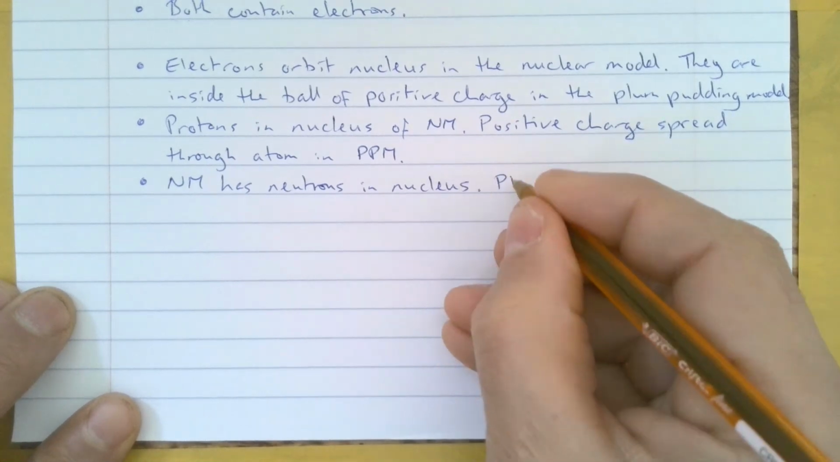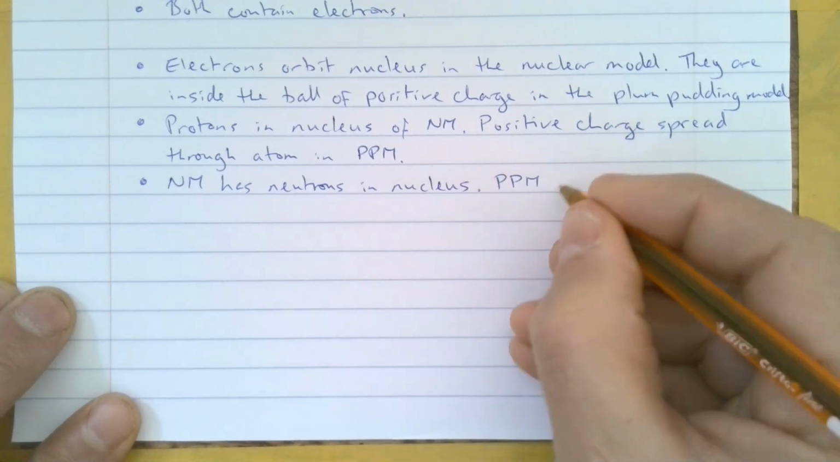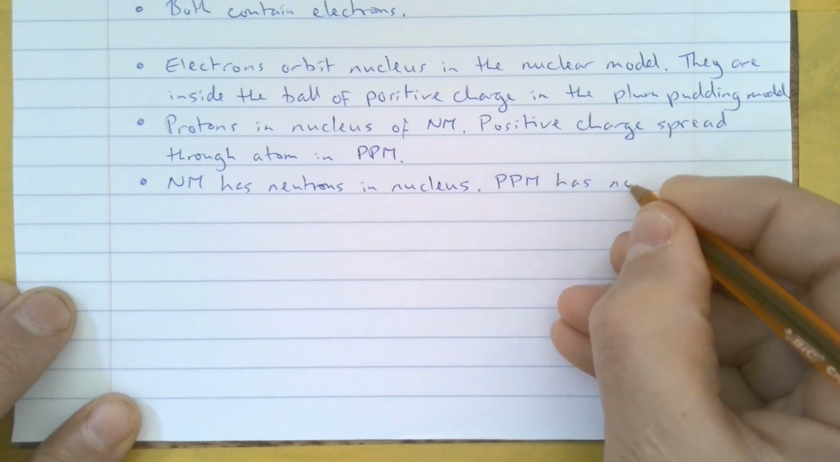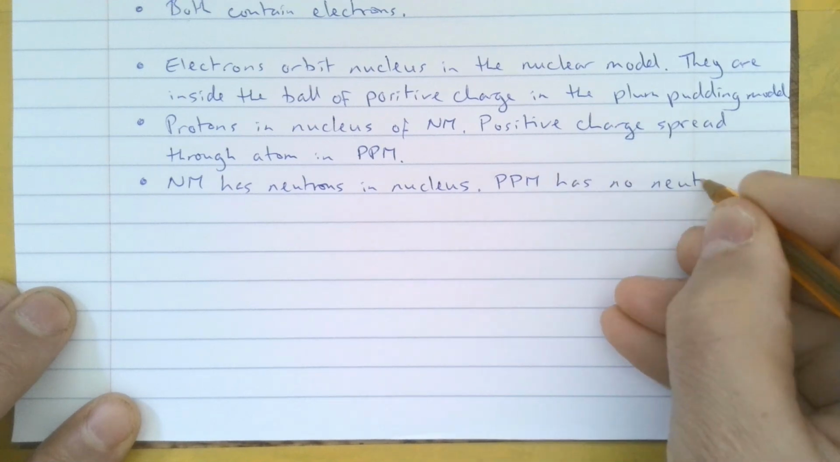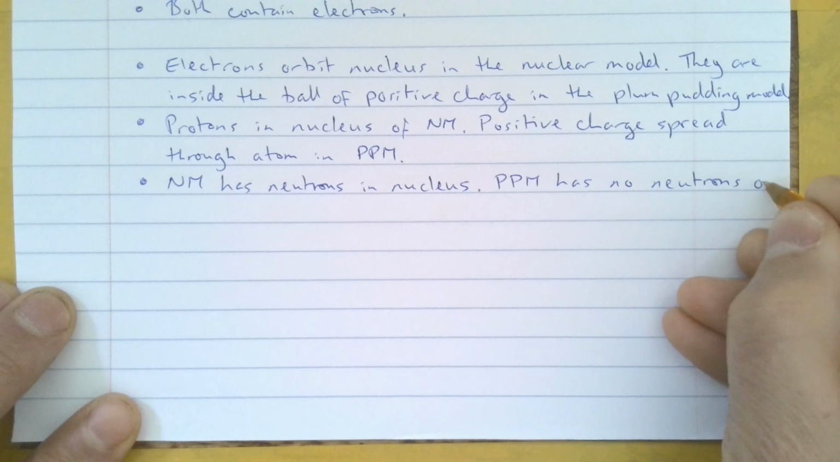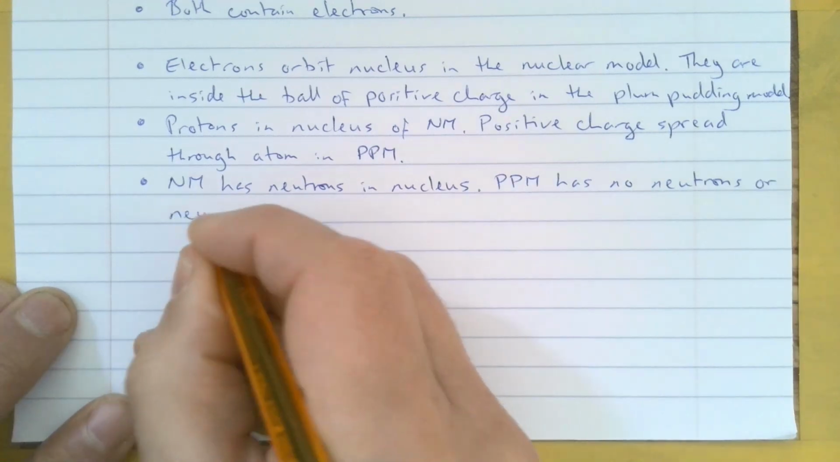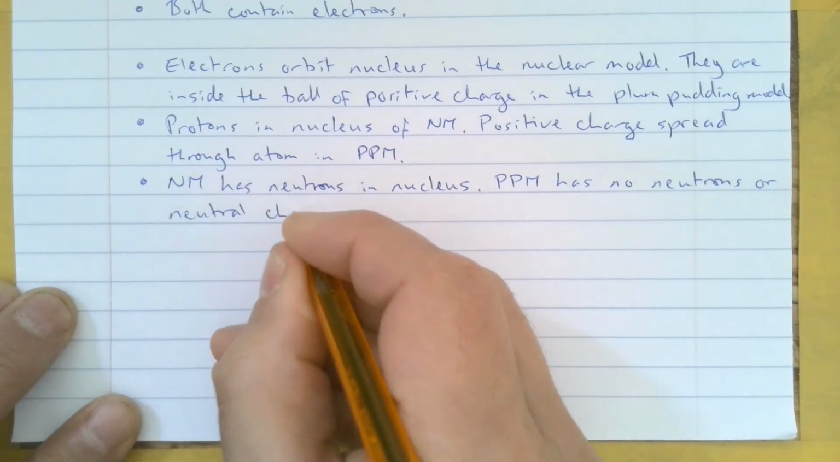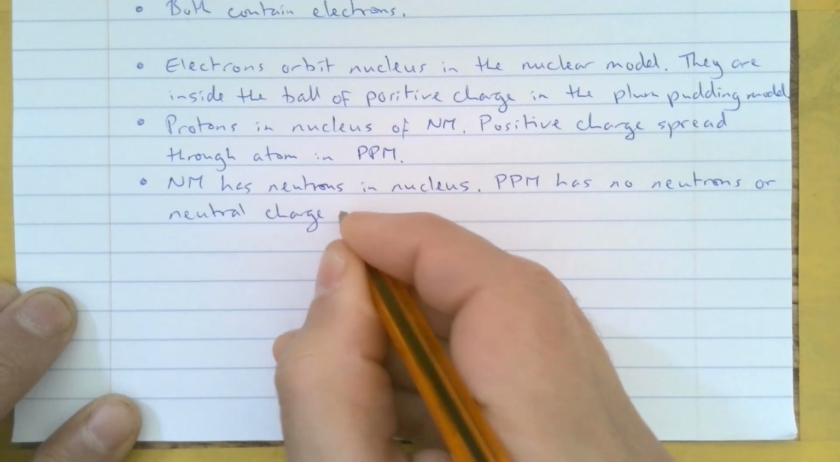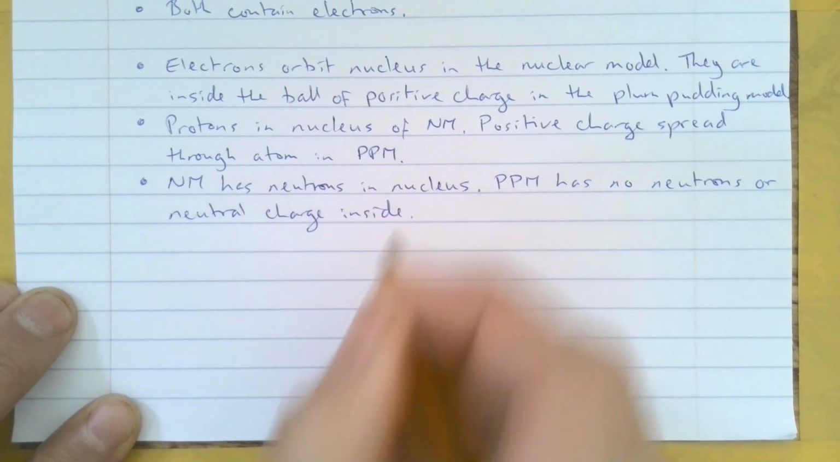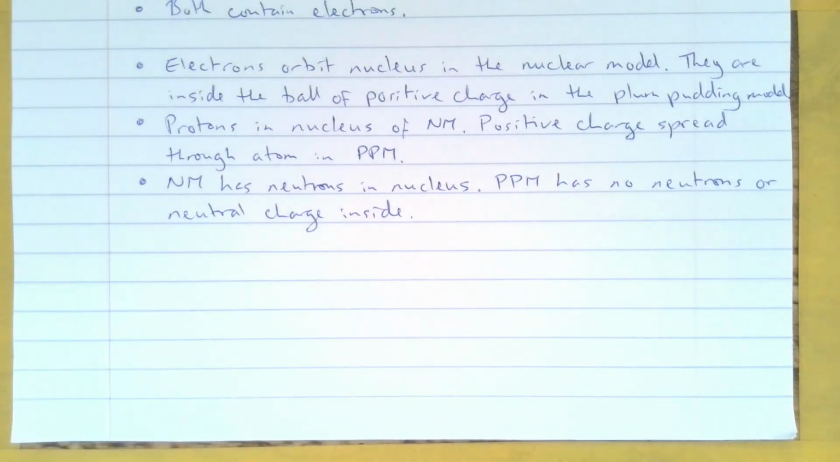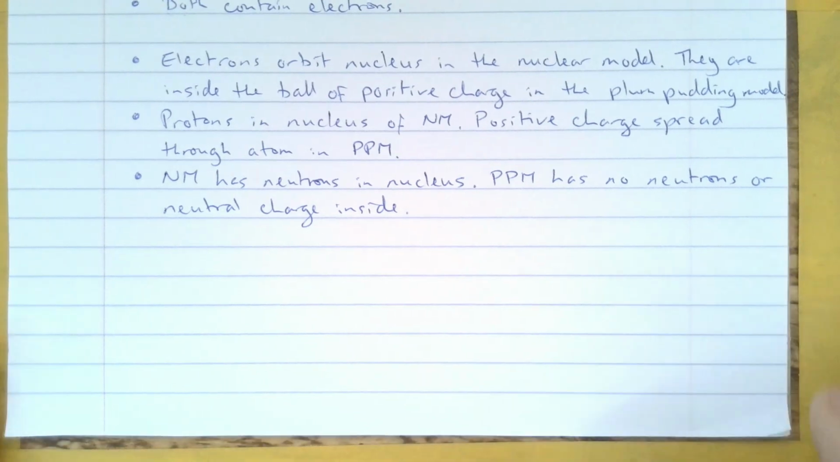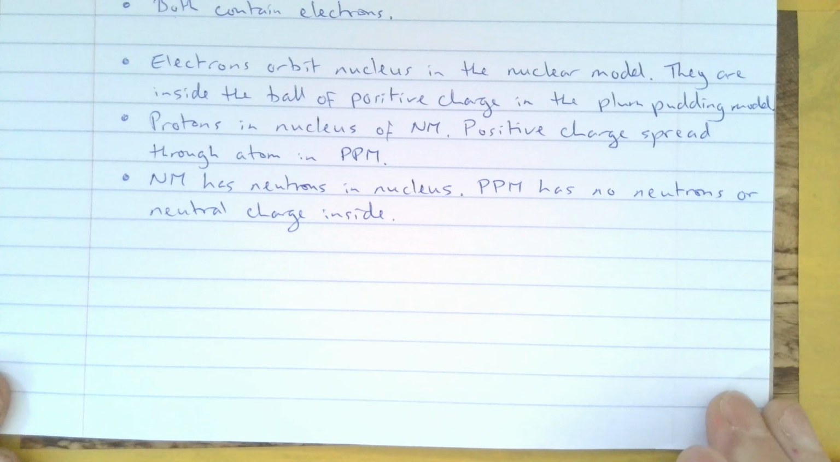Plum pudding model has no neutrons or neutral charge inside. Okay, it only has positive and negative charge. So that would be 4 perfect answers there.